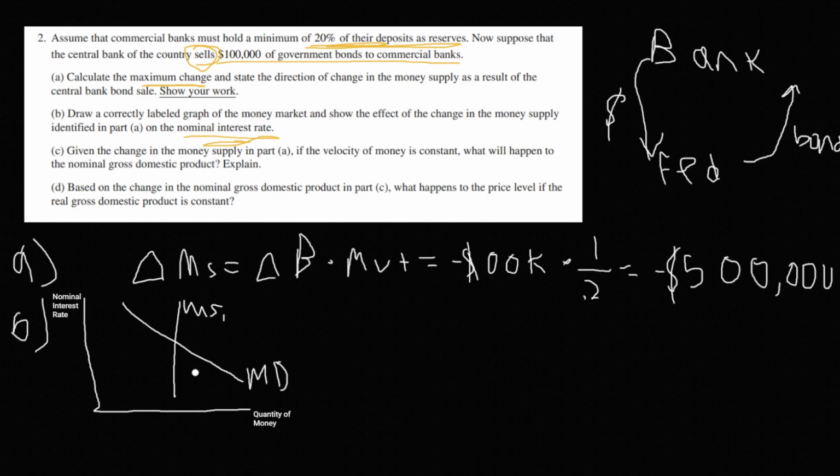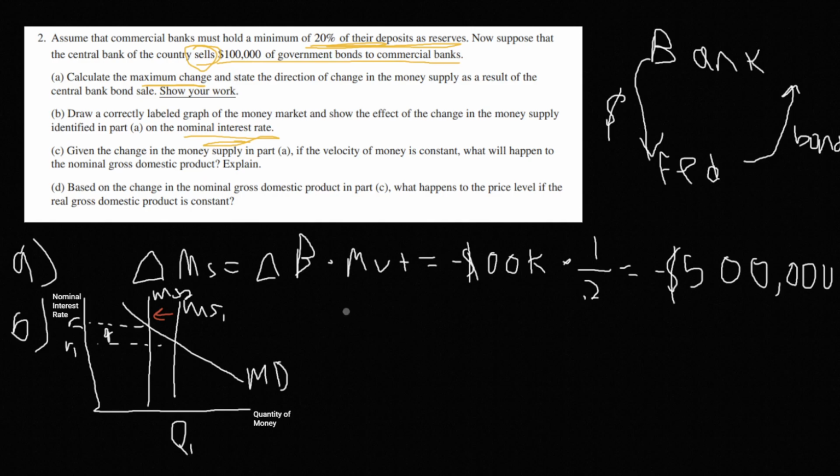So this is the first money supply. This is the quantity, so the money supply is constant and changed by the Fed. Let's call this R1. The money supply has decreased by $500,000, so this will be MS2. The money supply has decreased, and so this is now R2. The interest rate has gone up.